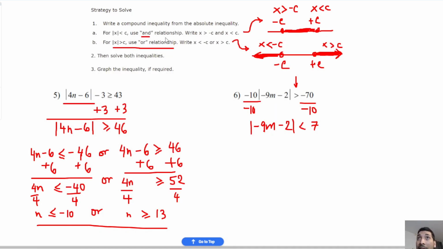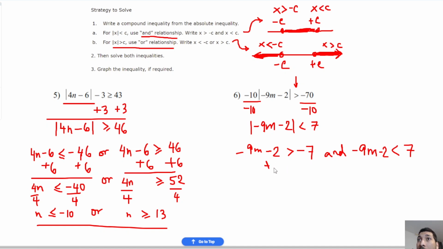Now we see that we have a less than symbol. We use this AND relationship here. So we just write negative 9m minus 2. For AND relationship, we have greater than the negative value of this constant, -7, and -9m minus 2 less than positive value of this constant, which is +7. Now we just need to solve for this variable m.